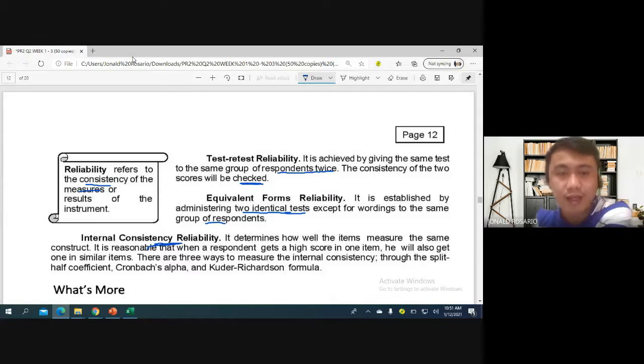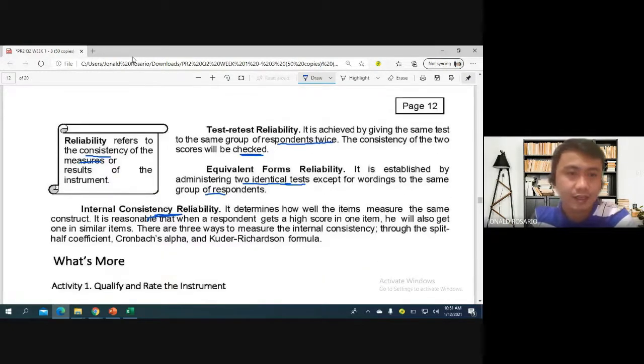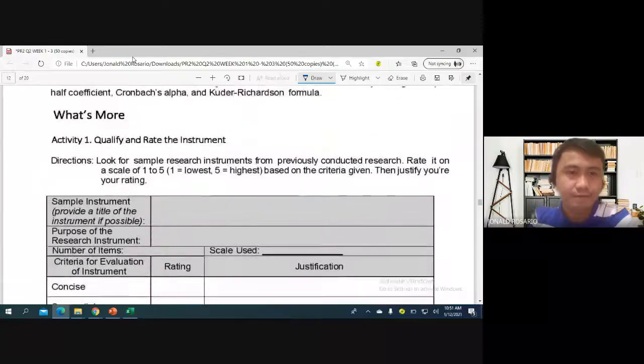Sabi ko nga, maintindihan natin itong mga ito kung may mga halimbawa. So don't worry kasi doon sa mga studies ninyo, hindi nyo naman kailangang i-test ang validity and reliability because you will adopt an instrument.